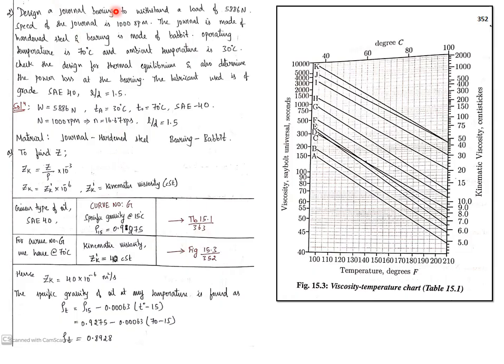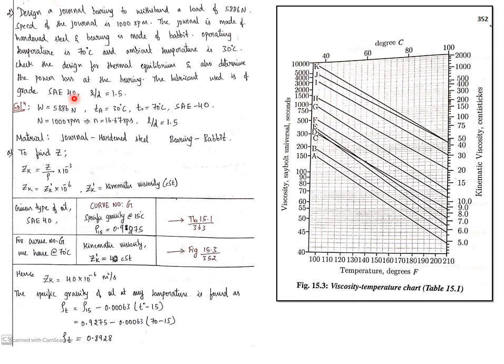So the problem: design a journal bearing to withstand a load of 5886 newtons. Speed of the journal is 1000 rpm. The journal is made of hardened steel and bearing is made up of babbitt. In this problem the type of material is being given. The operating temperature is 70 degrees Celsius and the ambient temperature is 30 degrees Celsius. Check the design for thermal equilibrium and also determine the power loss at the bearing. The lubricant used is of grade SAE 40 and L by D is equal to 1.5.